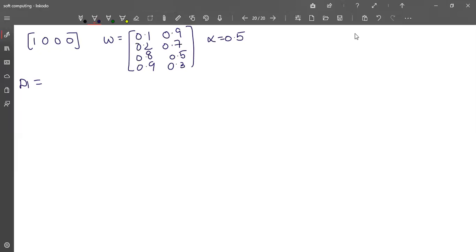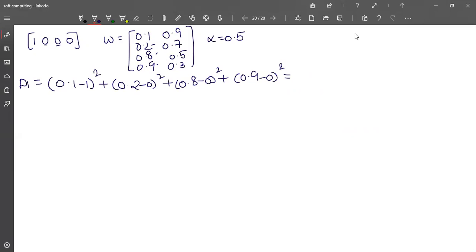So D1 is (0.1 minus 1) square plus (0.2 minus 0) square and (0.8 minus 0) square and (0.9 minus 0) square. So 0.1 minus 1 is minus 0.9. If we square it, 0.81 plus 0.04 plus 0.64 plus 0.81. If we add this, we will get 2.3.